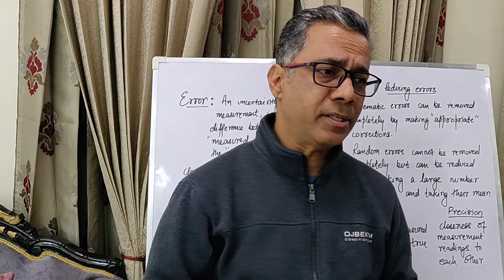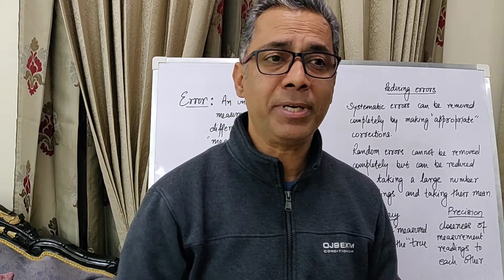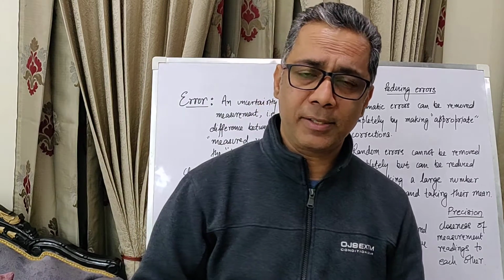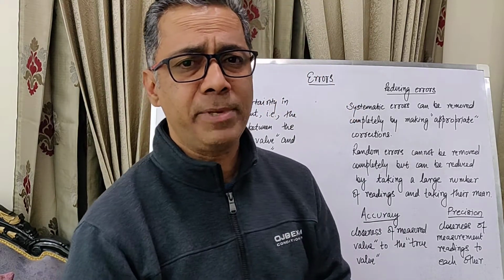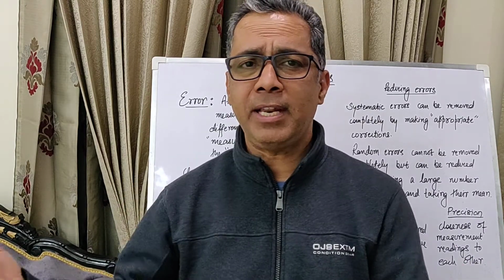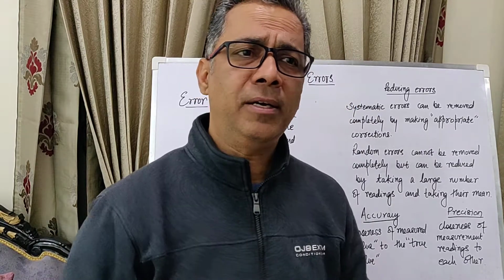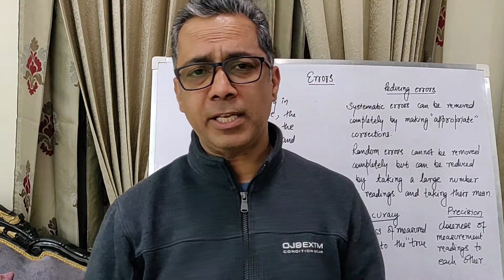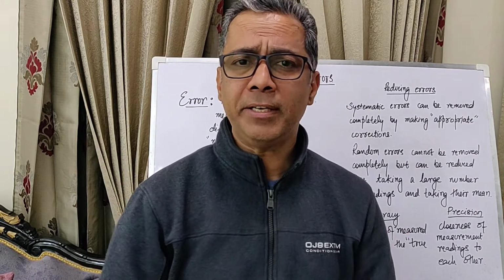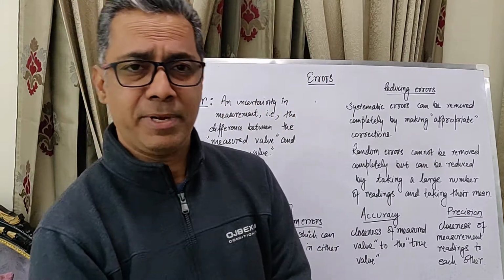Now, with random errors, it is not possible to identify a cause. They happen, as the name suggests, due to random factors. Random factors are factors beyond your control. Weather changes happening could affect readings of physical experiments. Humidity changes can affect readings in physical experiments and things like that. So factors which are very difficult to identify and control, those lead to what are called random errors.